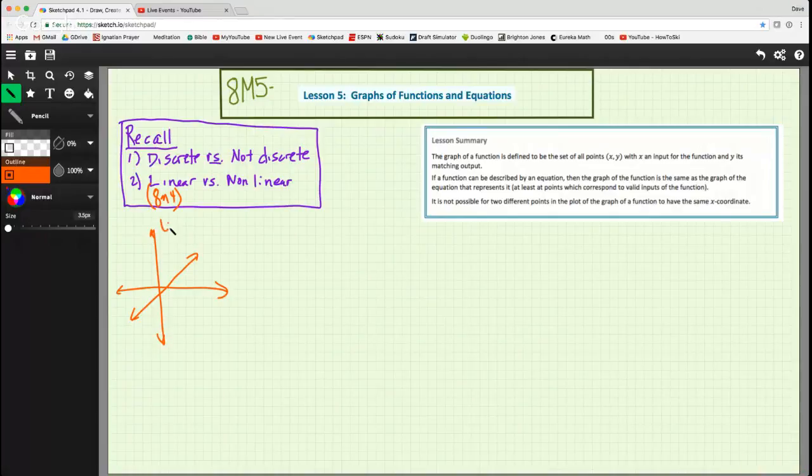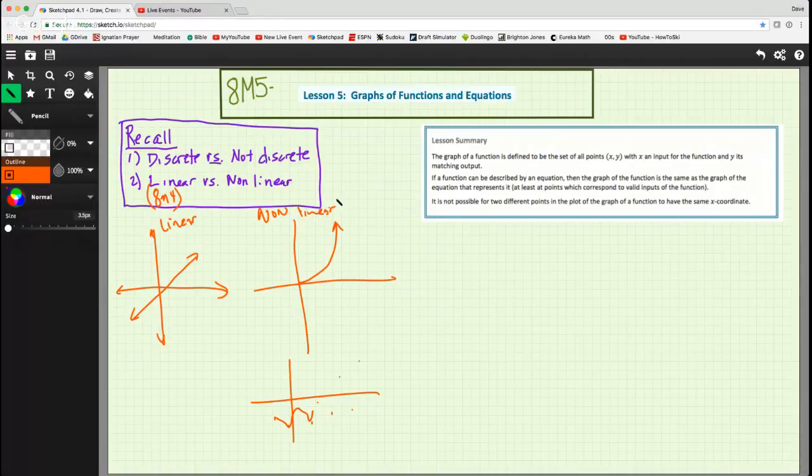This is a linear. Nonlinear is anything else. There's lots of nonlinear equations. You could have one that looks like this. This is nonlinear. You can have something that looks like this. That's not linear because I can't draw a straight line to connect all the points.